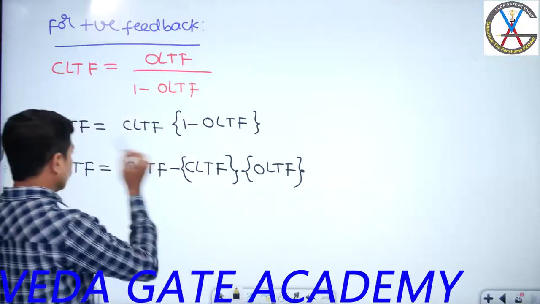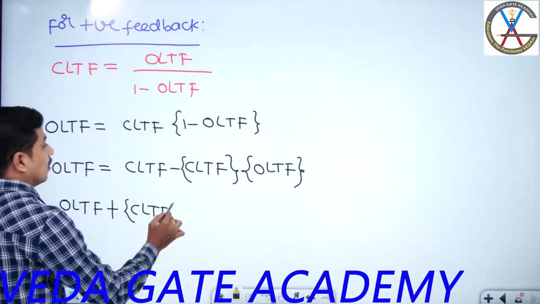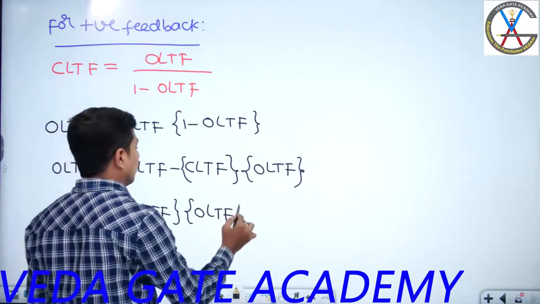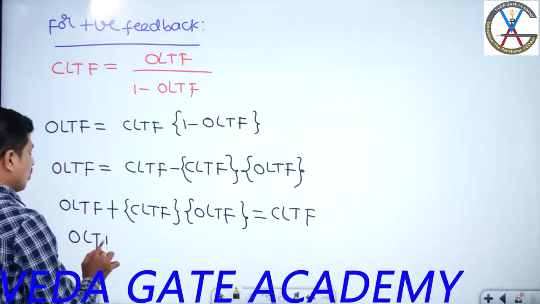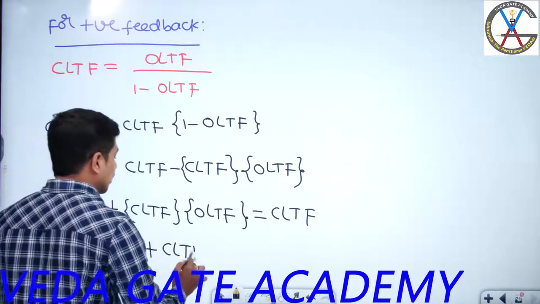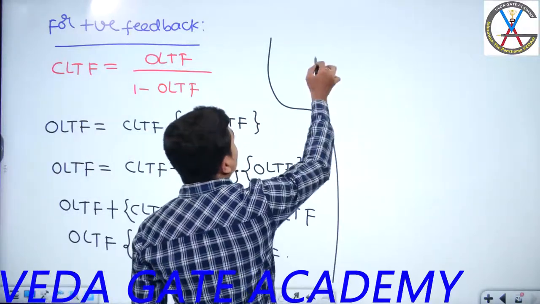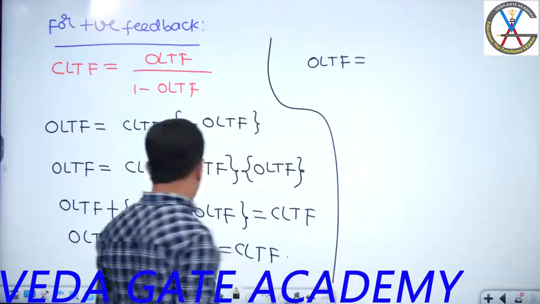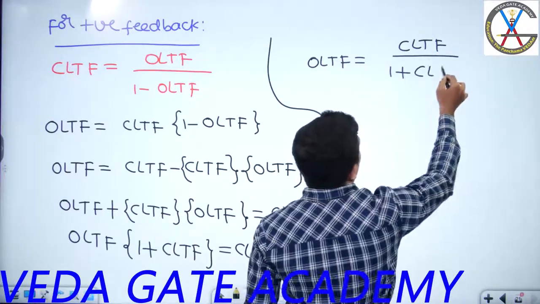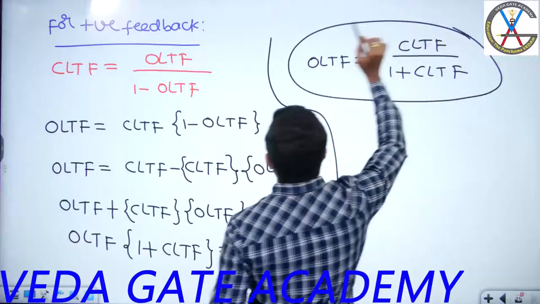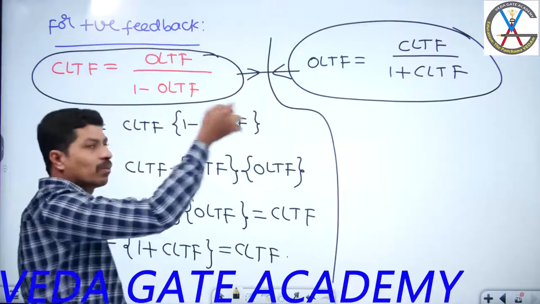Take this one to this side. OLTF plus CLTF into OLTF is equal to CLTF. Take OLTF common: OLTF into 1 plus CLTF is equal to CLTF. Then OLTF is equal to CLTF by 1 plus CLTF. This and this both belong to positive feedback. From this one you get that one, from that one you can get this one.